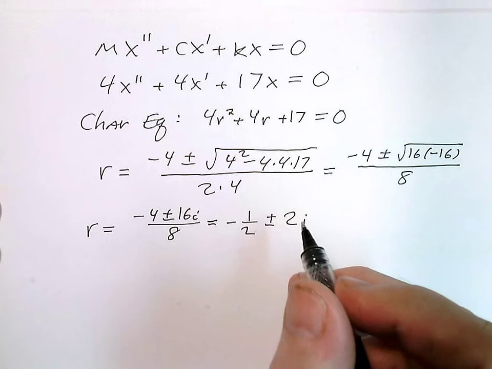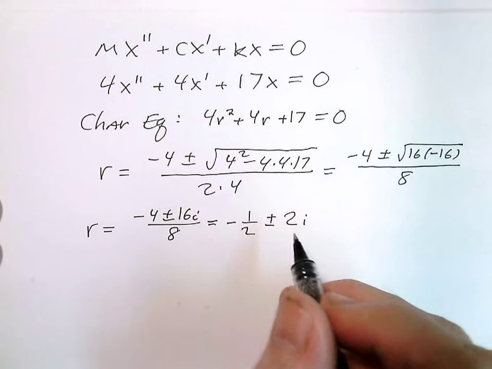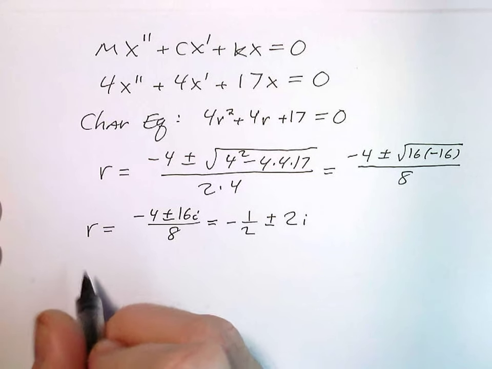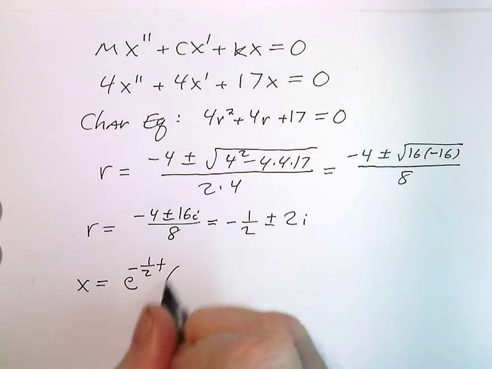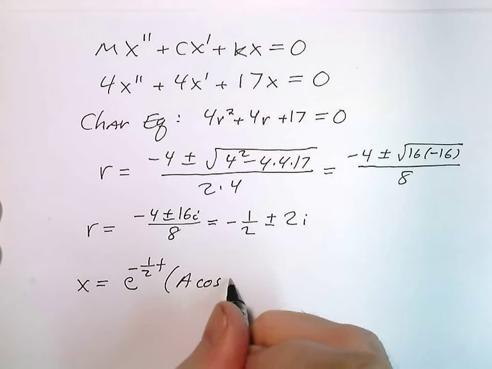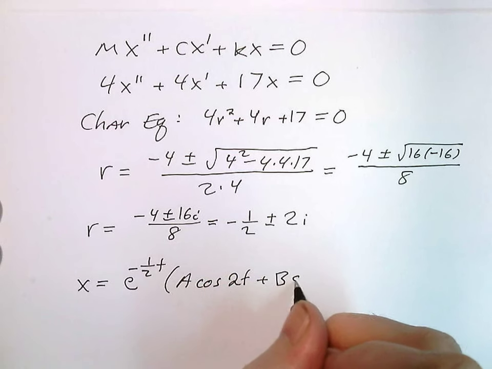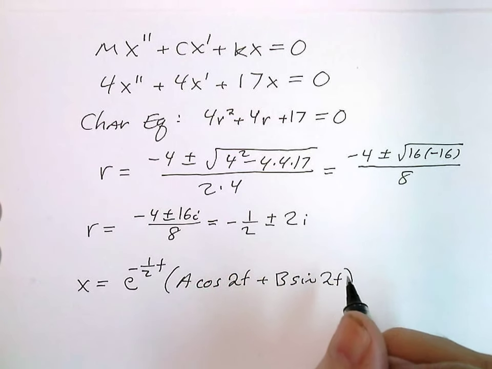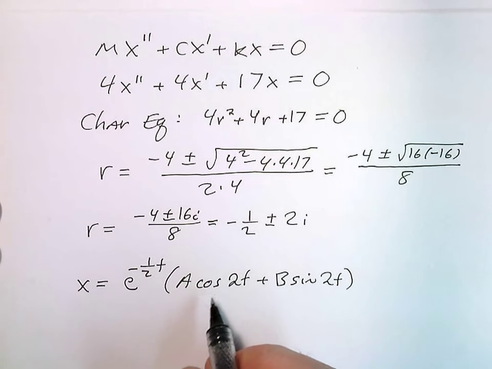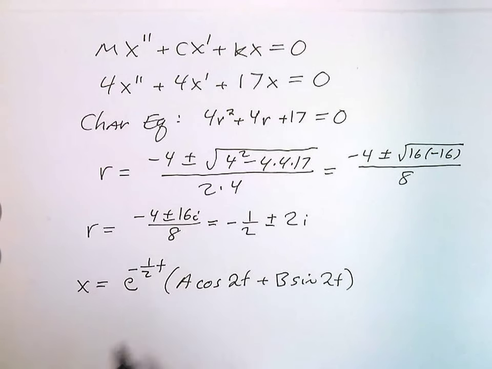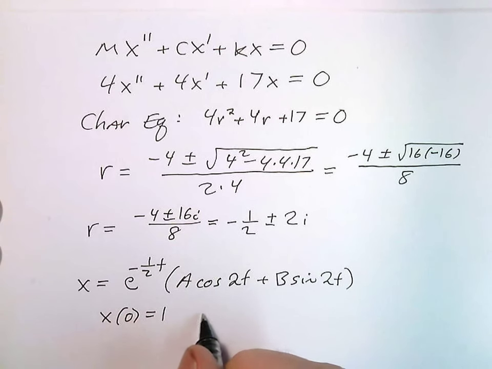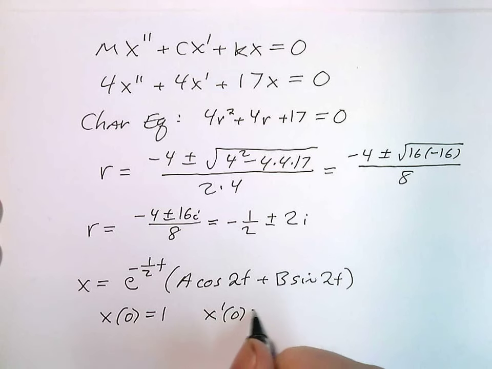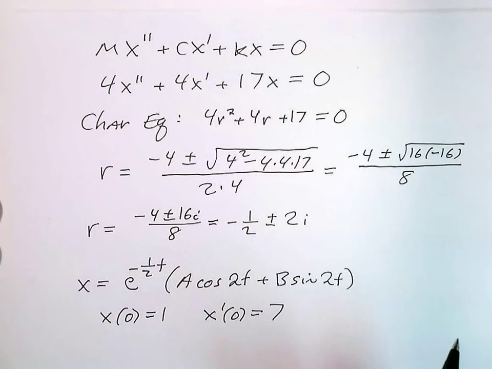So now I know the general solution of my differential equation. I'm going to have x = e^(-t/2) for the real part, then a cos(2t) + b sin(2t) for the imaginary part. This is the general solution to the original equation. But we have some initial conditions: x(0) = 1, and the initial velocity x'(0) = 7. This is going to allow us to solve for a and b.